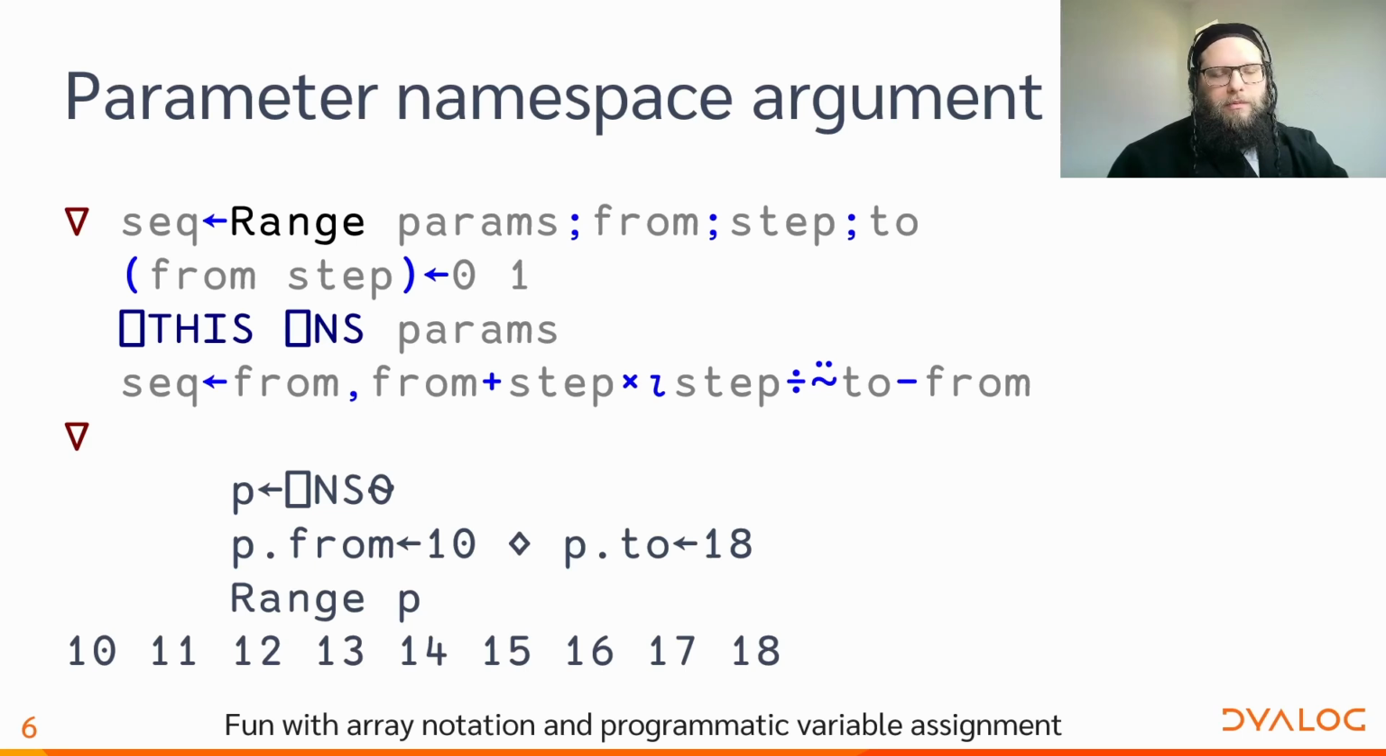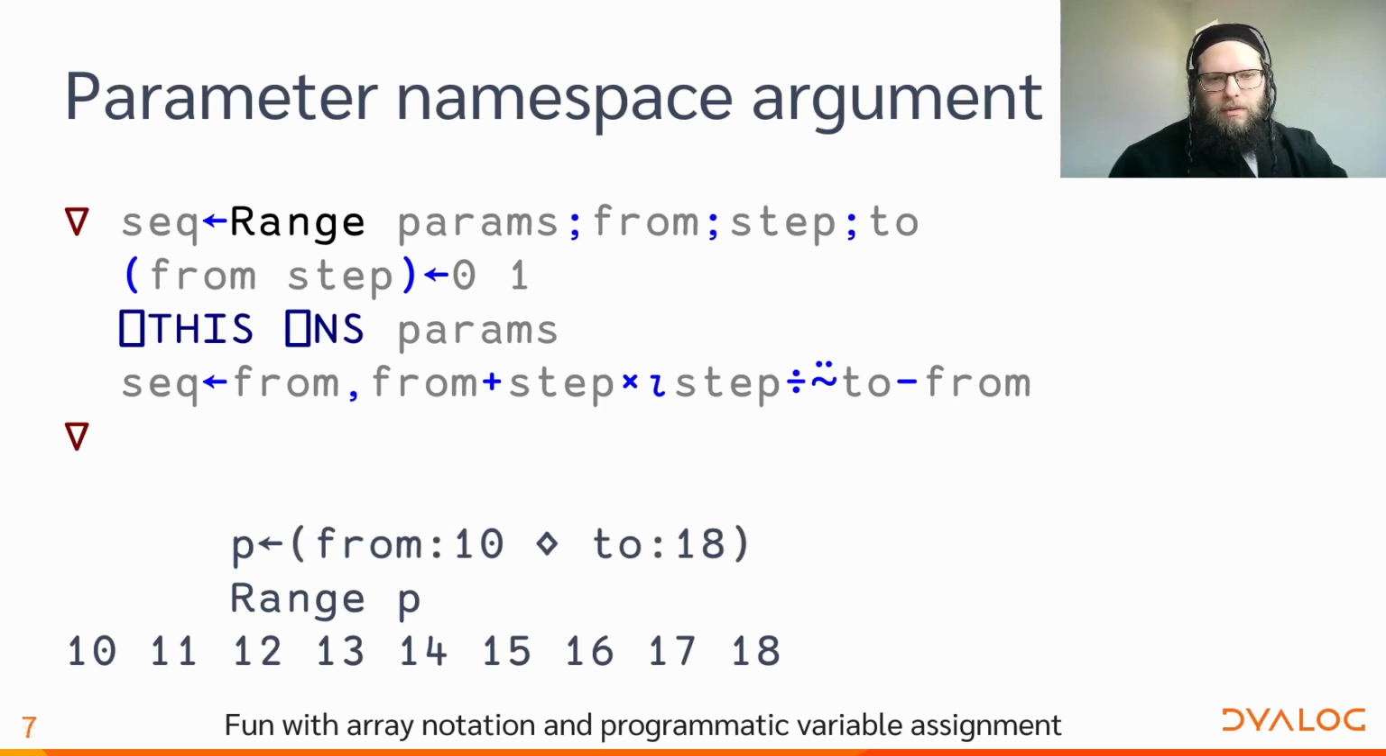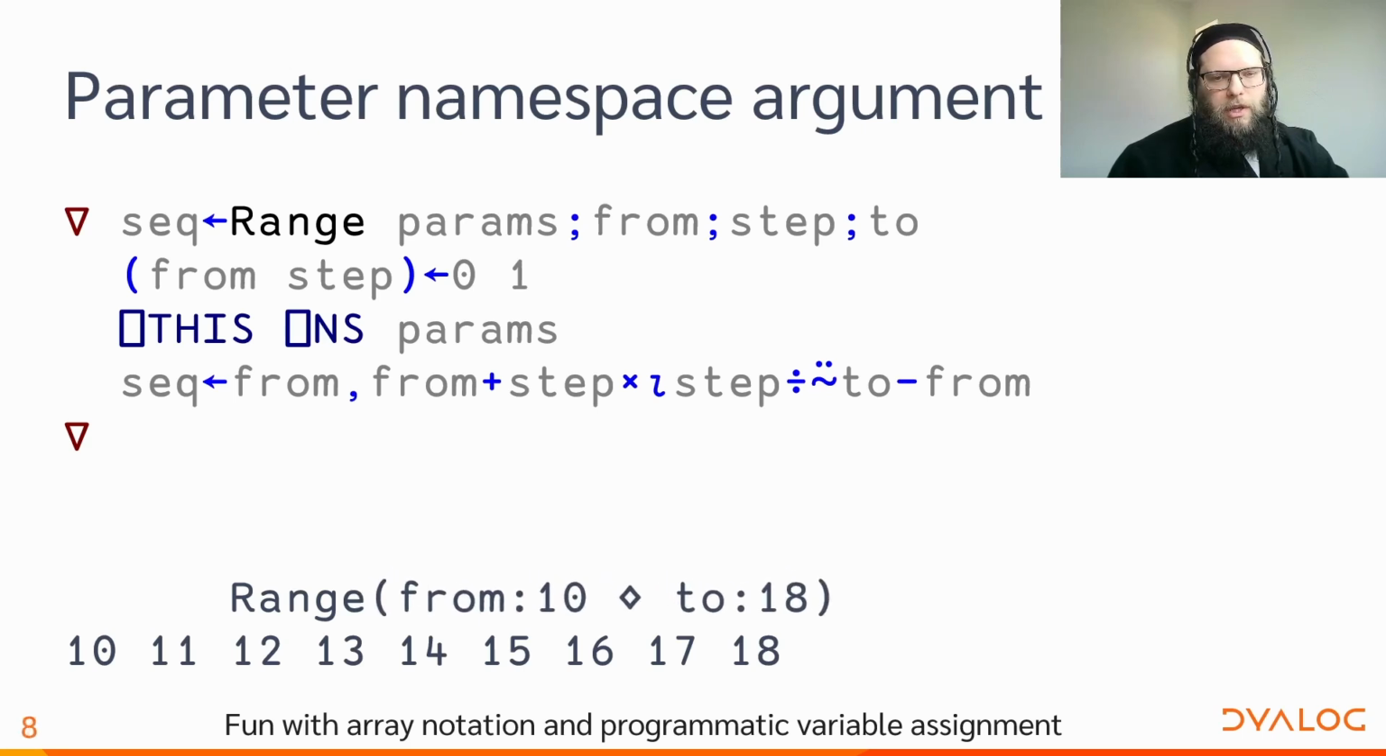But remember that from version 20 of Dyalog, we now have the array notation available. So instead of creating this namespace with the system function quadns and then populating it, we can directly declare this namespace. So you see how nice the syntax is, that this p namespace is just from being 10 and to being 18. And that also means we can call range directly on the namespace. We don't have to create it first, the way we had to do with quadns, because we are directly both creating it and populating it.